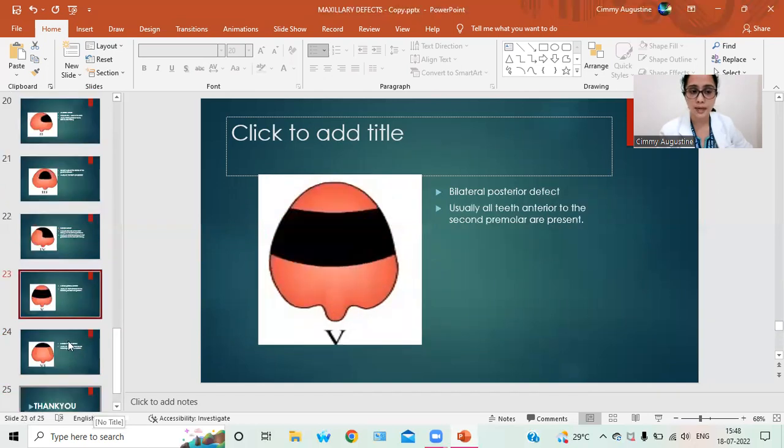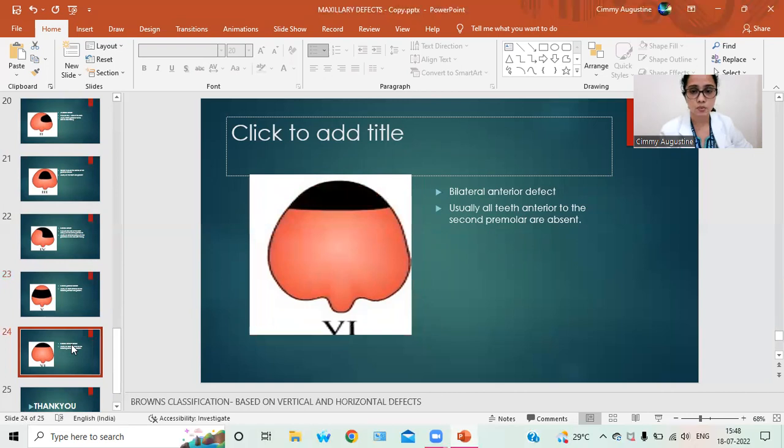Class 5 was a bilateral posterior defect, with the teeth anterior to the second premolar present. And class 6 was again a bilateral anterior defect. All the teeth anterior to the second premolar are missing.